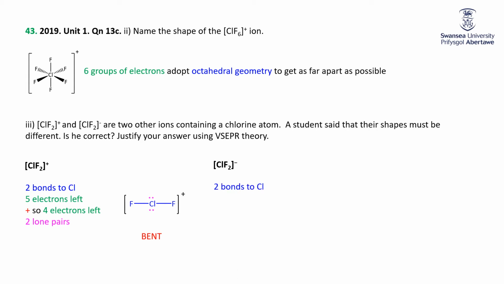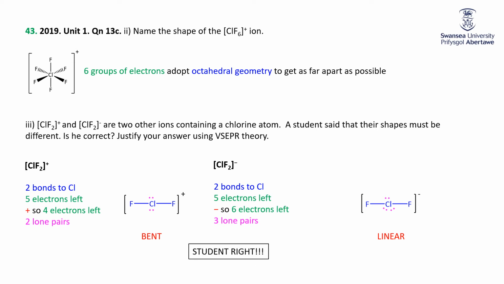ClF2 minus, again, 2 bonds to the chlorine, so 5 electrons left of the 7 with which chlorine starts, but the whole thing's negative, so you've got to give it another electron, so there's 6 electrons left. So therefore ClF2 minus has got 2 bonds to chlorine and 3 lone pairs. Now the actual structure of this is a linear one, but you're not supposed to know that at your level. But what you are supposed to note is when you've got 2 bonds, 2 lone pairs versus 2 bonds, 3 lone pairs, they've got to have different structures.